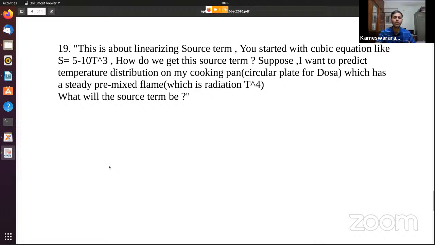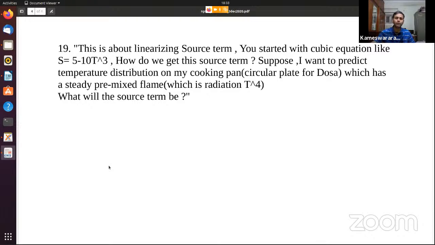Okay. Now, the final question that we have here, before I come to questions in the chat box, is about linearizing the source term. You started with a cubic equation like S equals 5 minus 10T cubed. How do we get this term? That's basically just an example. I have chosen a T cubed term as an example. That's all. You could have even chosen T squared or T to the power 4. I just wanted something that is T to a power other than 1.